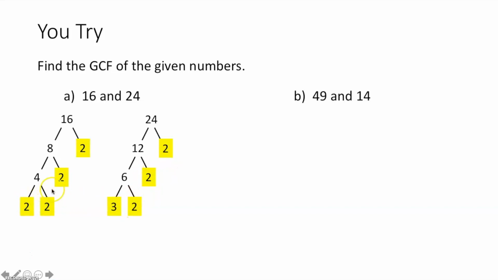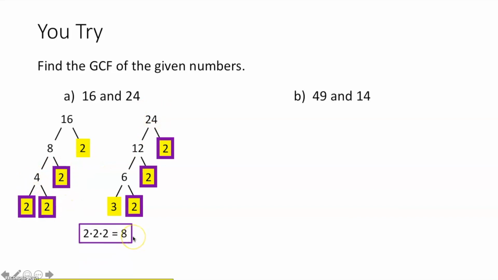And we see that 2 times 2 times 2 times 2 equals 16. 3 times 2 times 2 times 2 equals 24. Now to figure out what the GCF is, you just see what prime factors these have in common. There's a 2, there's another 2, and there's another 2, which means that the greatest common factor between 16 and 24 would be 2 times 2 times 2, which is 8. So the GCF of 16 and 24 is 8.